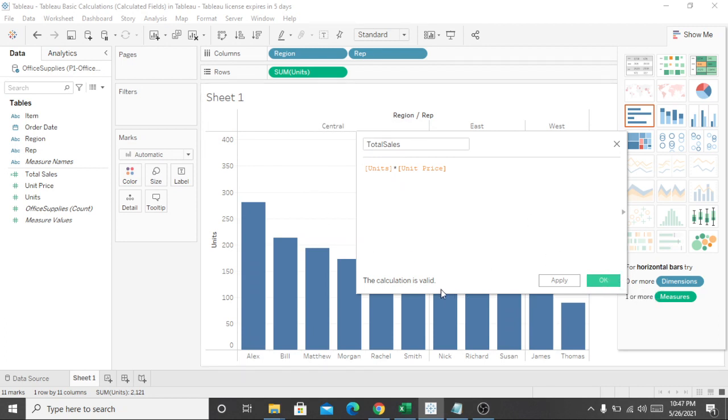See, if the calculation is not right, then it will give the error, calculation is not valid. So let's check. If I don't close the square bracket, it will give an error: the calculation contains error. So I need to sort it out by closing the square bracket. Now it's perfect. Calculation is valid, it's showing. So we need to apply it.